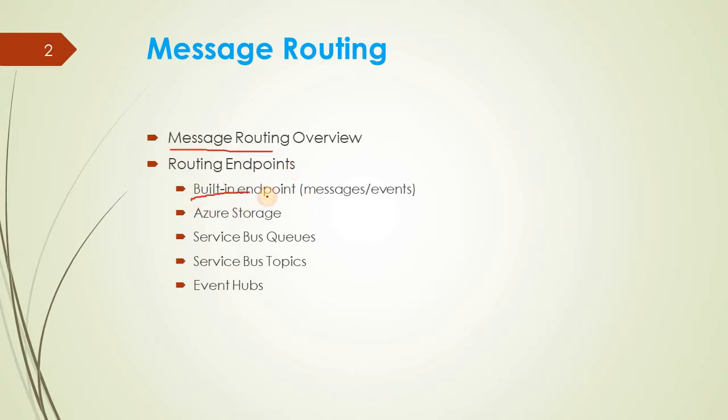First is the built-in endpoint. In the first tutorial itself, we learned about this built-in endpoint. This is the default endpoint, and apart from this built-in endpoint, we have 4 more custom endpoints. That is Azure Storage, Service Bus Queue, Service Bus Topic, and Event Hub. These are the 4 custom endpoints. In this video, we are going to focus mainly on Azure Storage. In the subsequent video, we will see Service Bus Queue, Service Bus Topic, and Event Hub.